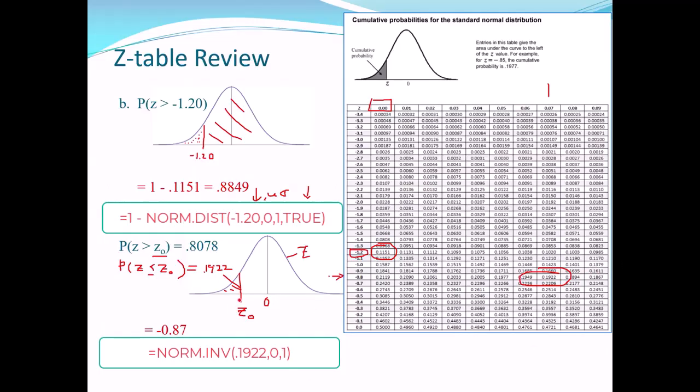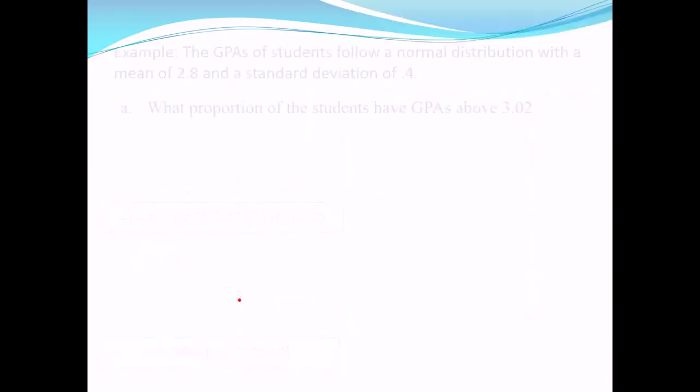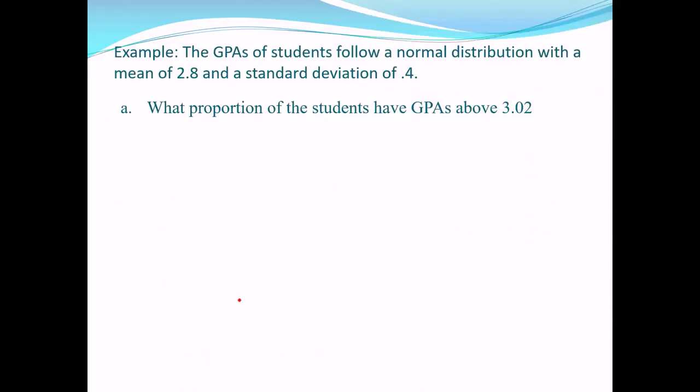Another way of doing exactly the same thing is using the norm.inv function. And we looked at this in the last video as well. So if you have questions about this, go back. I explained a little bit more detail last time. Really what we want to do is now use this and work with other normal distributions. So here's a good example.